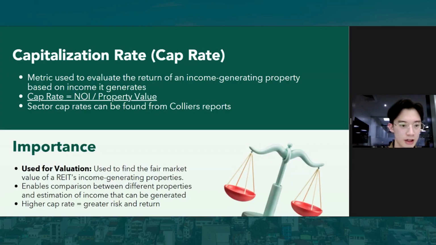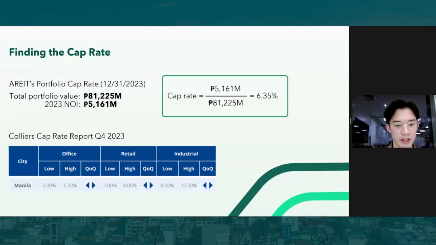Next slide. On the next slide, I do have an example of this. Using A-REIT again, the value of A-REIT's portfolio is about 81.23 billion. You can find the value of each of its properties in its annual report. And the NOI we computed earlier is 5.16 billion. So if we divide 5.16 billion by 81.25 billion, we would get a cap rate of 6.35%.